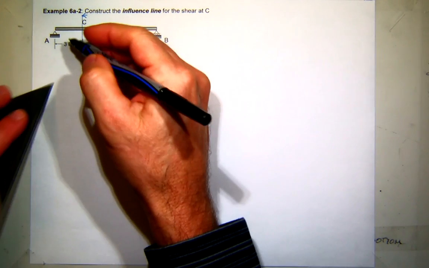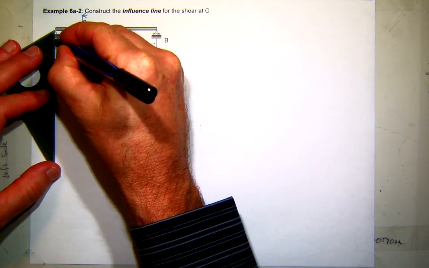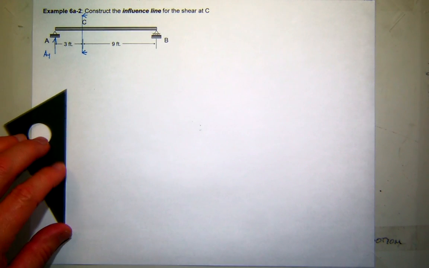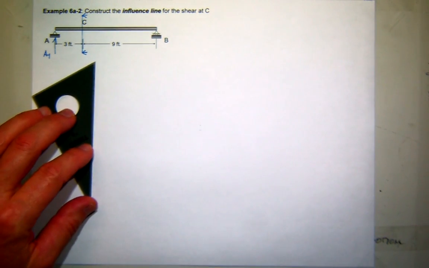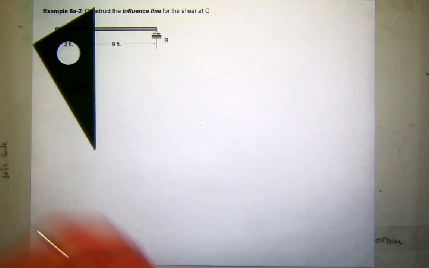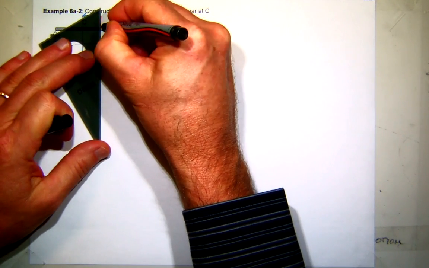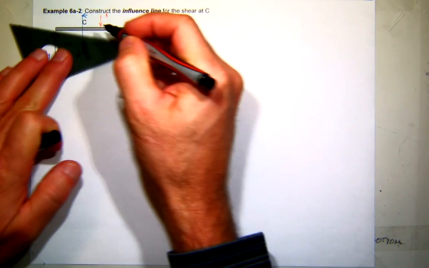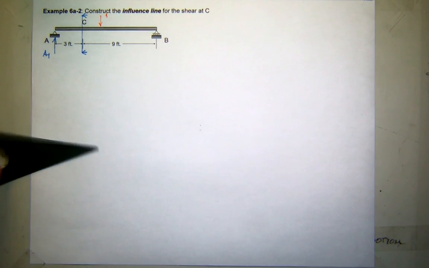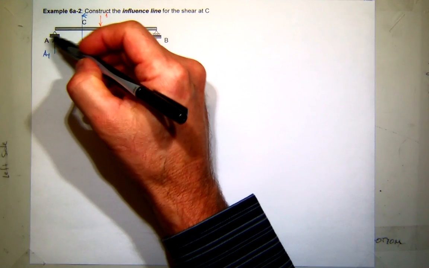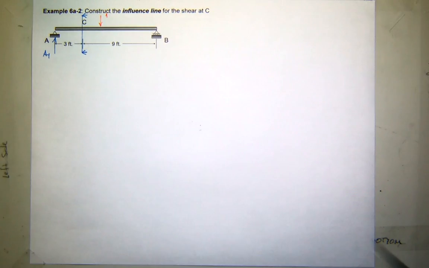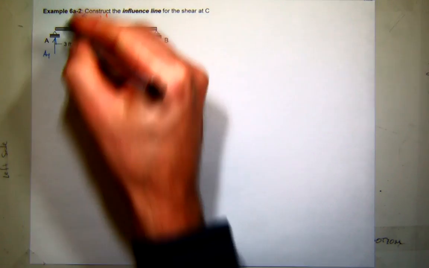So if I go left, I'm going to have to find the reaction at A. I'll call it AY. So for a unit load, I'll draw it in a different color here. Let's say, here's my unit load, and it's at some distance x from the left side. So the first thing I want to do is find AY. How can I find AY for a unit load at position x?